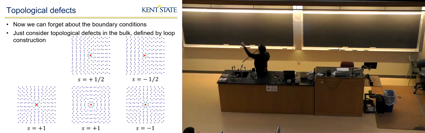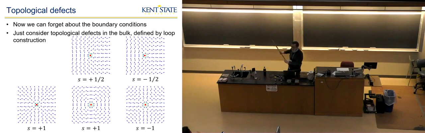I'm always going around the red dot in this counterclockwise way. And so if I go around in a counterclockwise way, then the director is rotating around like this, this, this, this, and down like that. If I go in a counterclockwise march around the defect, then I get this counterclockwise rotation.